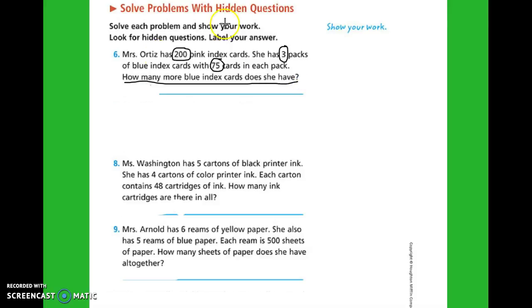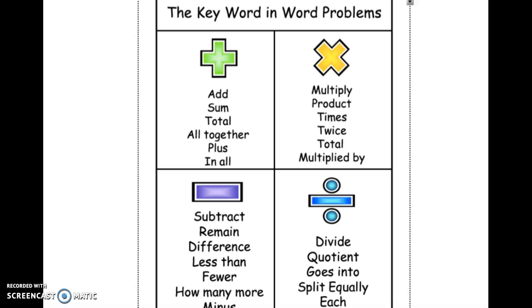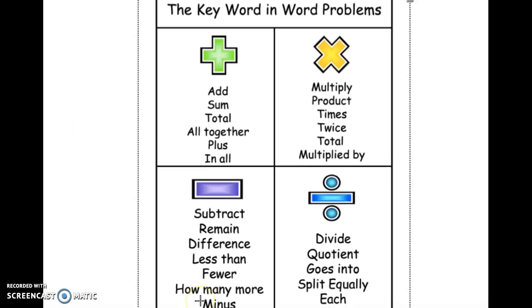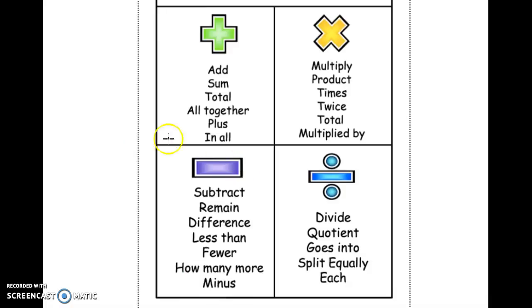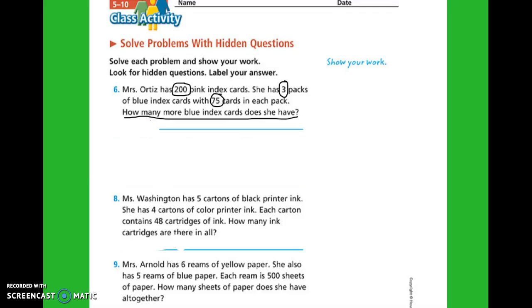All right, so I see that key word again. Let's go back. It says, how many more? So what am I going to have to do in the end? I'm going to have to subtract. Okay, so I'm going to go ahead and box that. How many more? Because that's some key information I know I'm going to eventually have to subtract.